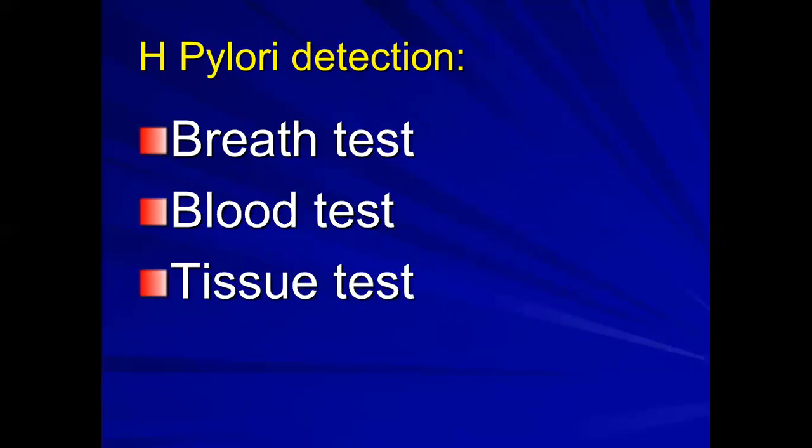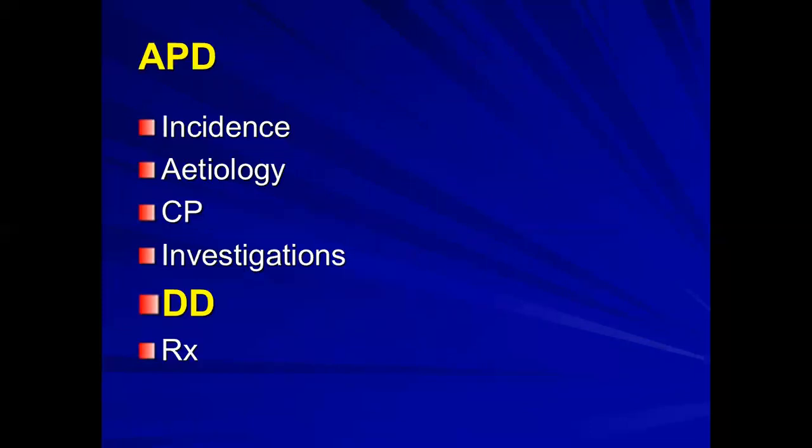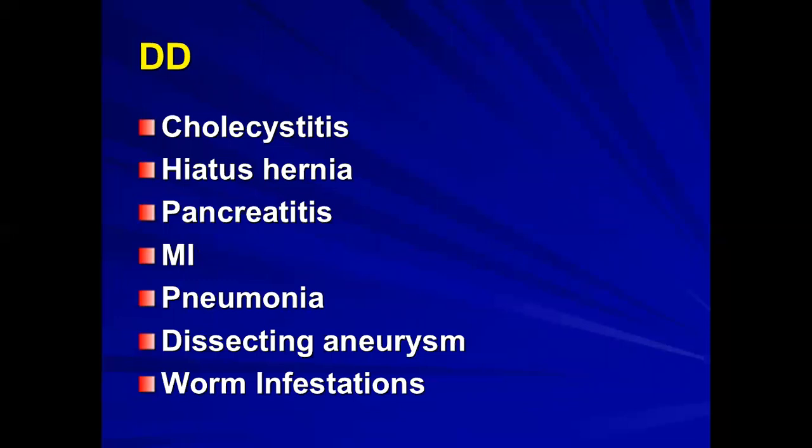So H. pylori I already discussed. It can be detected with blood tests. Blood test is obsolete now, and tissue test. Differential diagnosis: in all the symptoms, if your patient presents with upper abdominal pain, you have to rule out cholecystitis, hiatus hernia, pancreatitis, myocardial infarction.